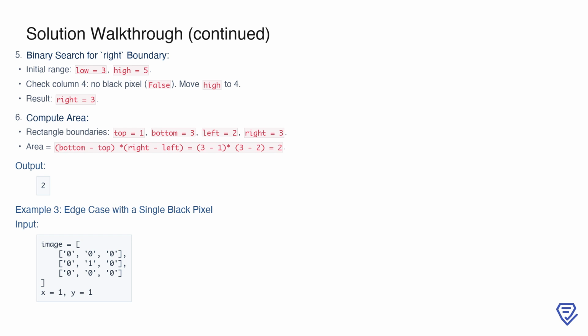Lastly, we consider an edge case where the image contains only a single black pixel at x, y equals 1, 1.